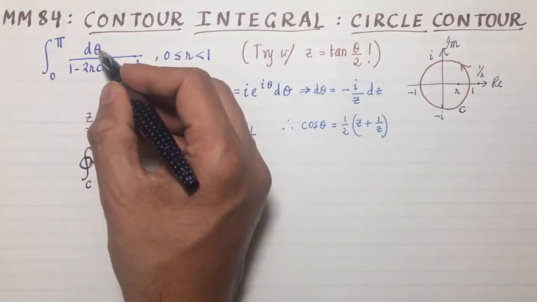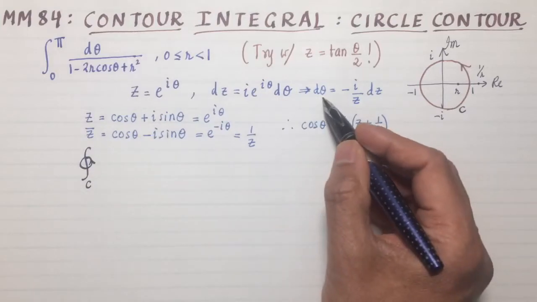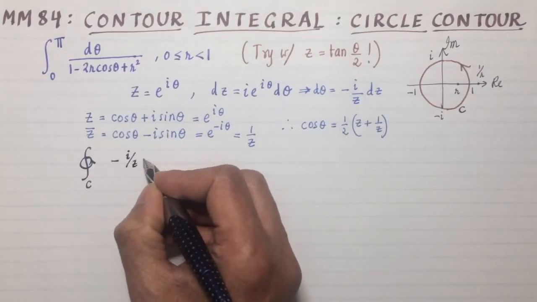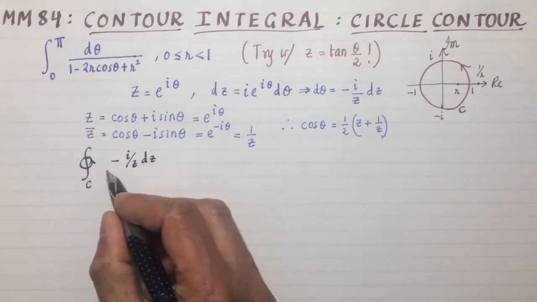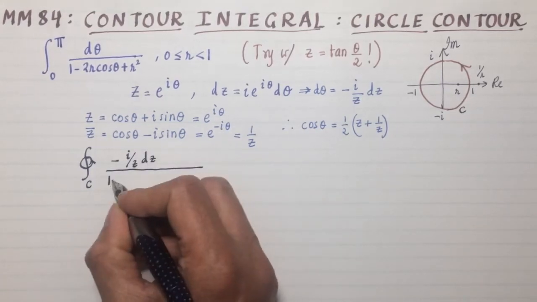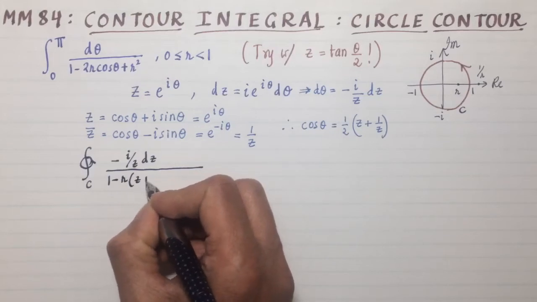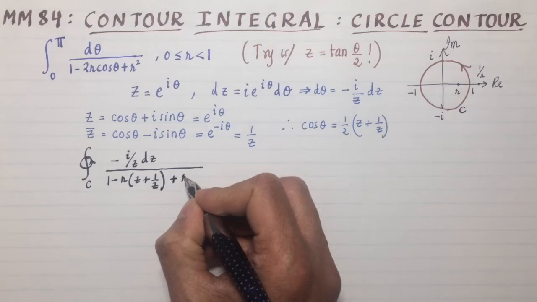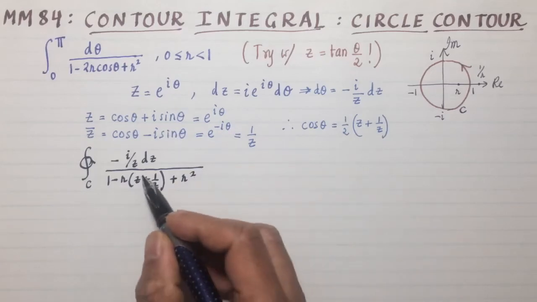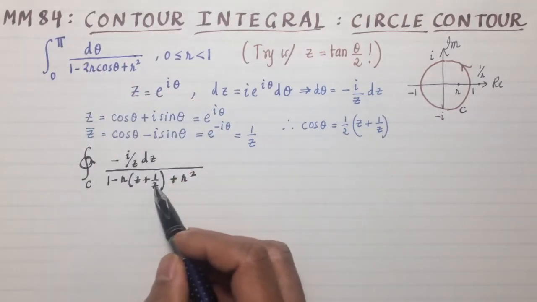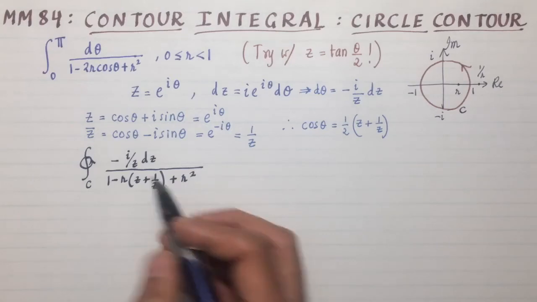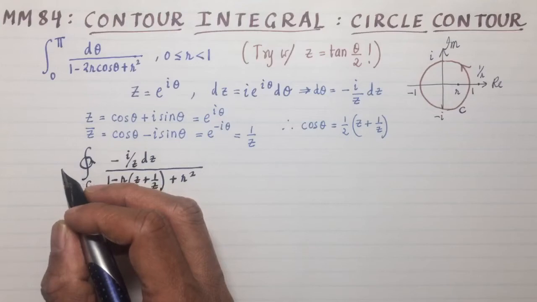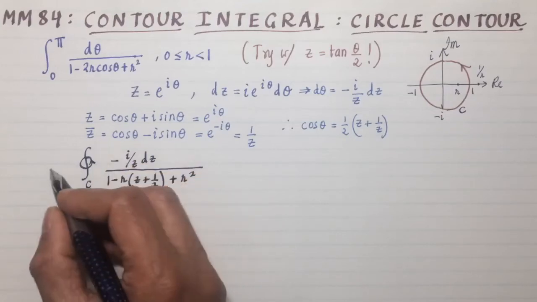And we'll go over the entire circle and write all the variables in terms of z. So that's minus i over z dz divided by 1 minus r times z plus 1 over z plus r squared. Okay, all I've done here is substitute for d theta and substitute for cosine theta. And I'll call this integral I.